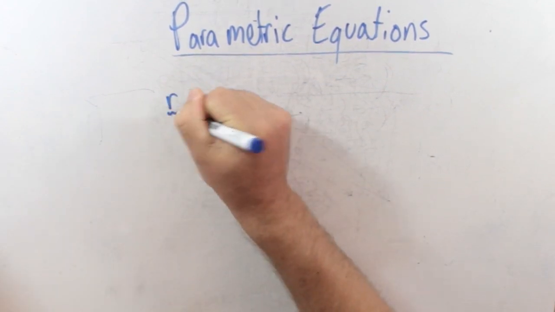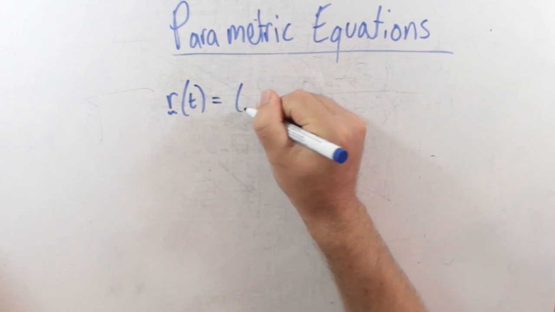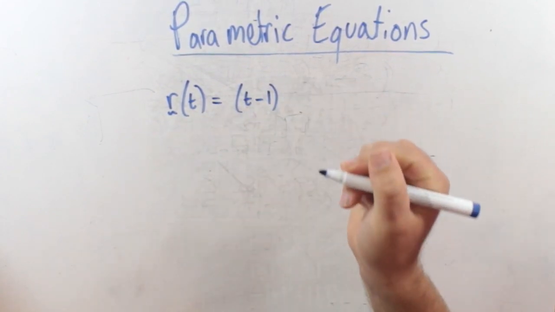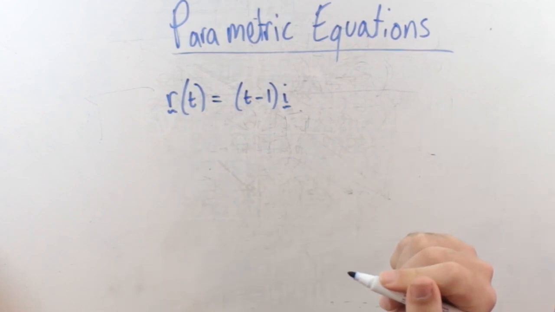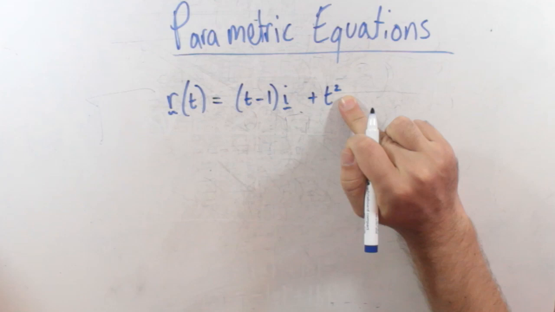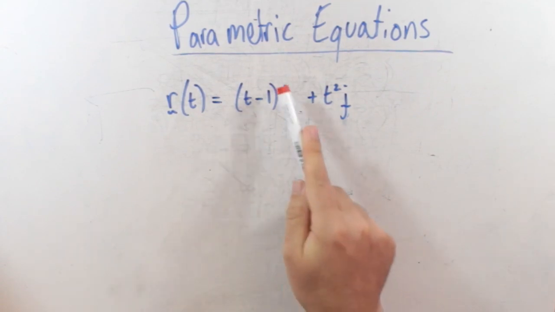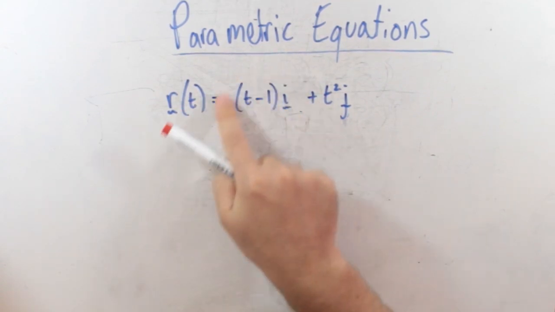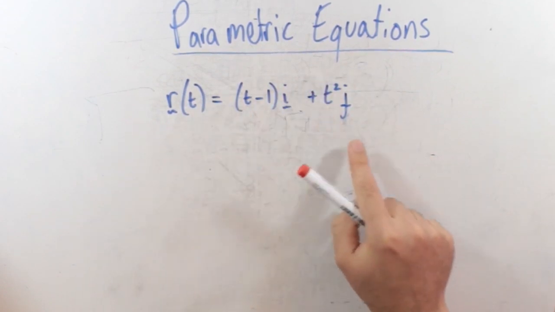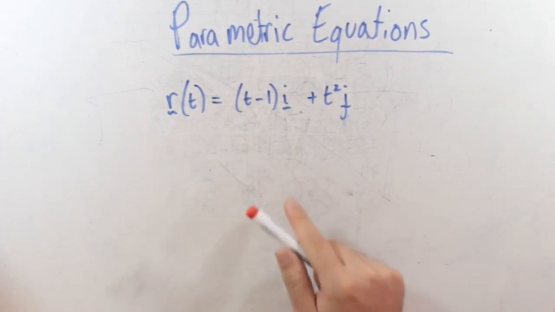We've got the position r as a function of t. So both the i and j components are functions of t. We could have t minus 1 i plus t squared j. Okay, so t minus 1 i plus t squared j. So at any time, its i component is a variable with t, and its j component also a variable with t. So what would be the Cartesian equation for this?